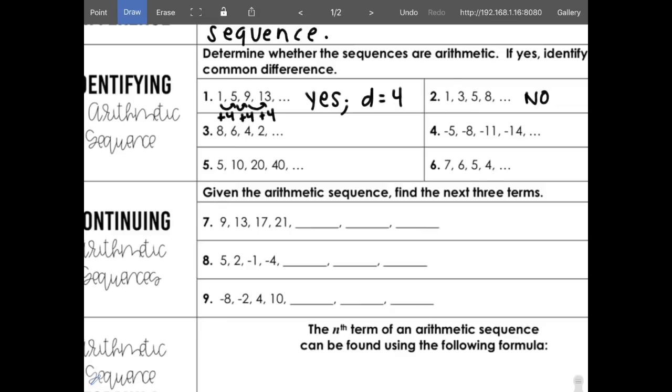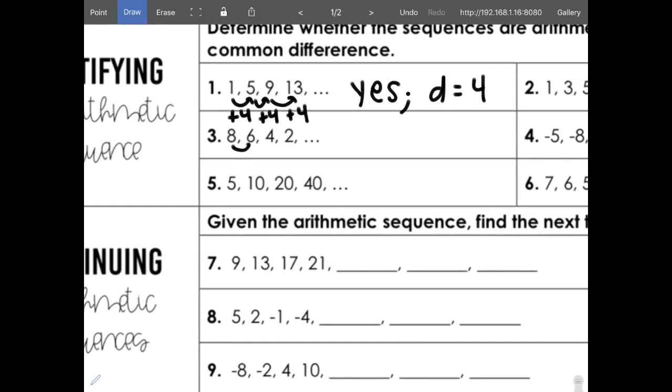Okay, so here from 8 to 6, we're subtracting 2. 6 to 4, subtracting 2. 4 to 2, we're subtracting 2. Is this an arithmetic sequence? Yes. This time D equals negative 2, a negative number, because we're subtracting.